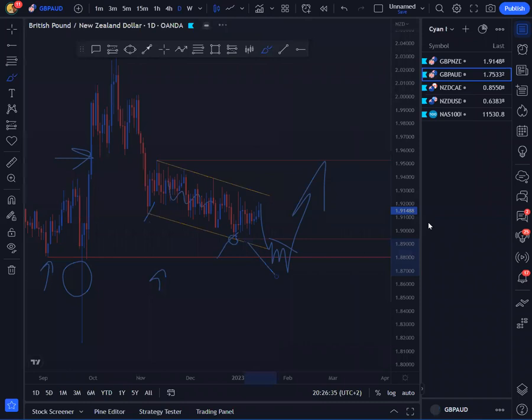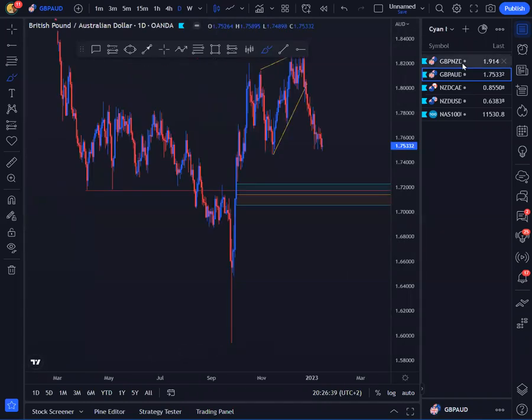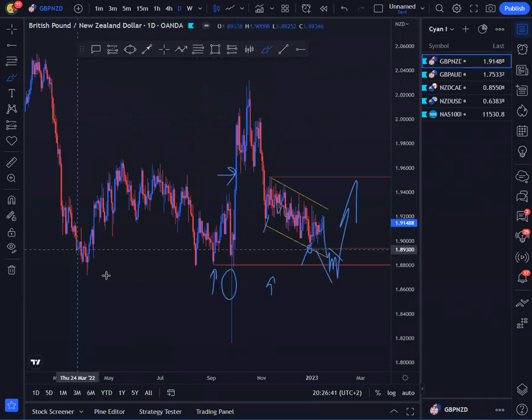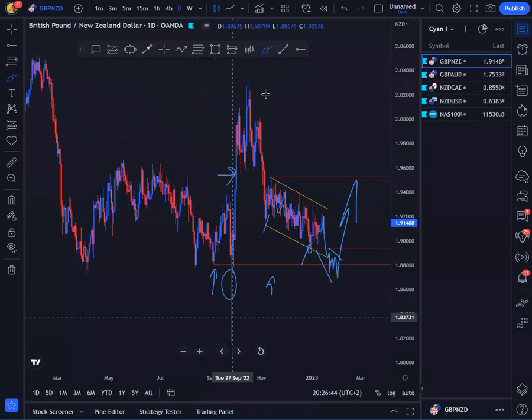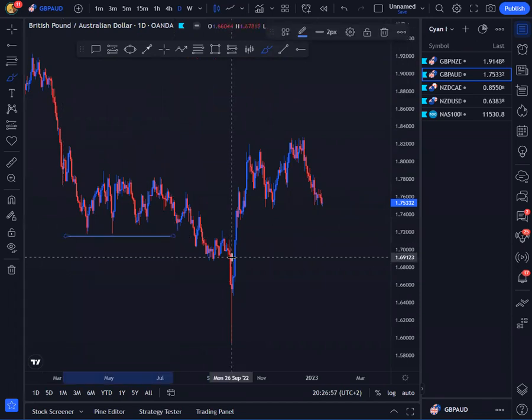GBPAUD, if you look at the structure, looks almost quite similar. Let me show you the higher time frame structure: a level of structure, a lot of manipulation to the bottom and then momentum to the upside. We'll call this the manipulation to the bottom, but nonetheless, this is the level of structure that we've broken below and that at a future date we can come back to retest.